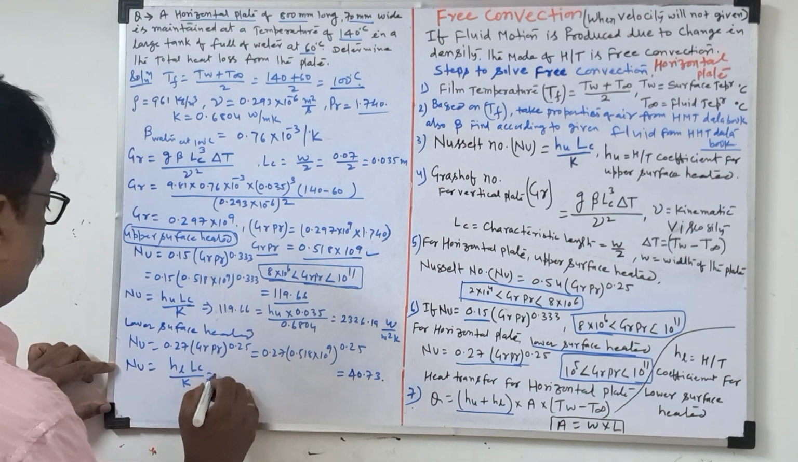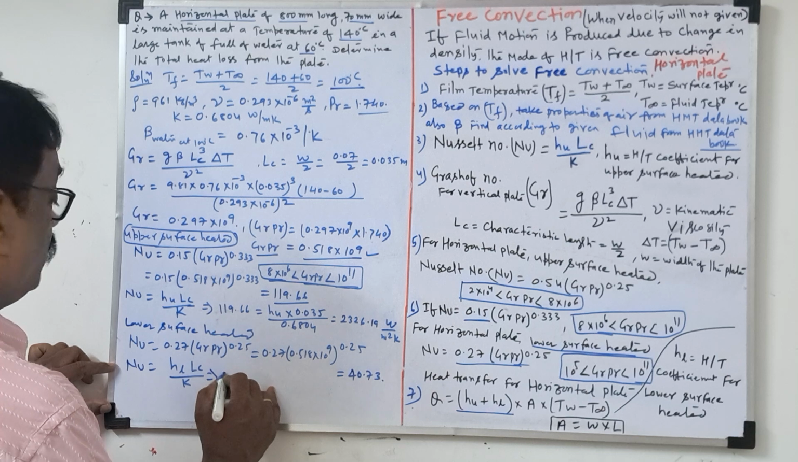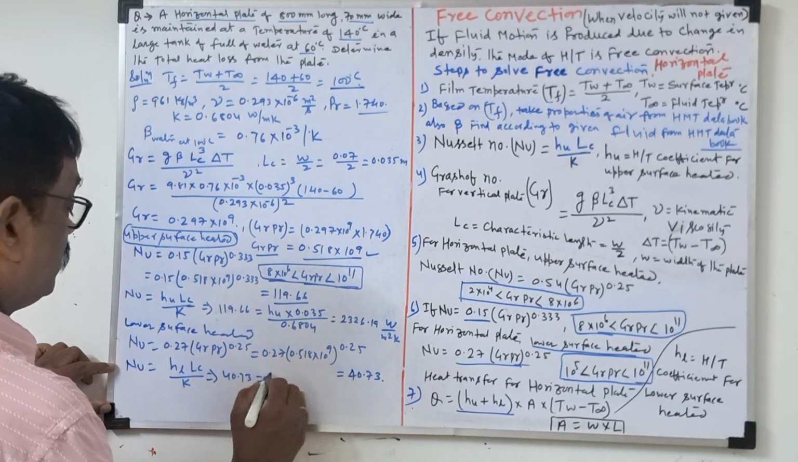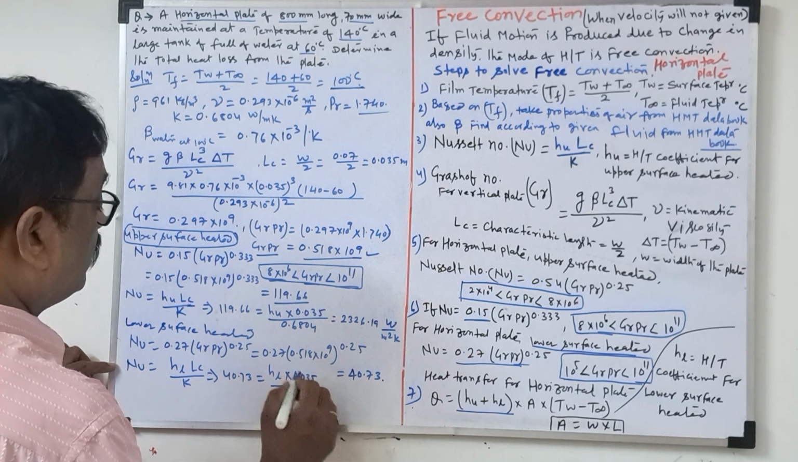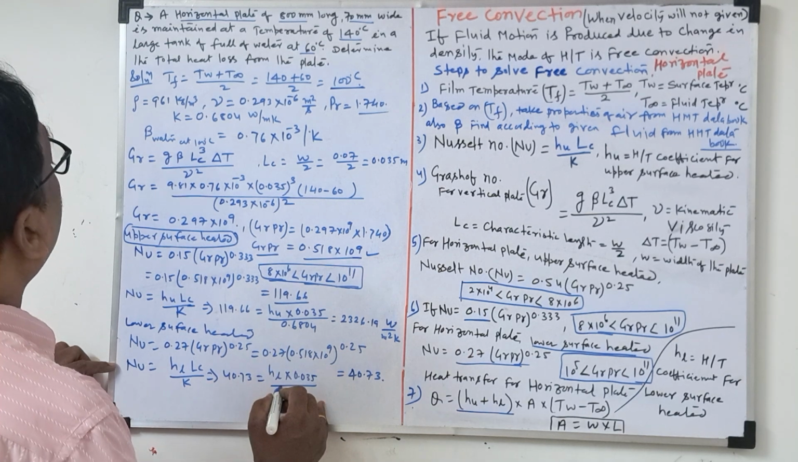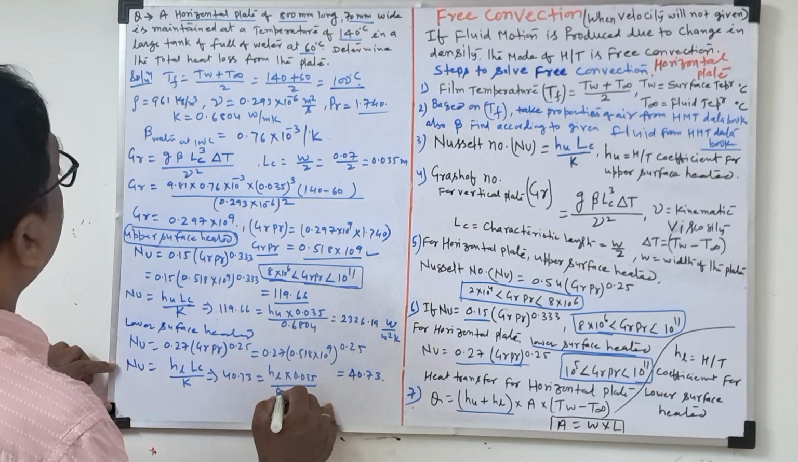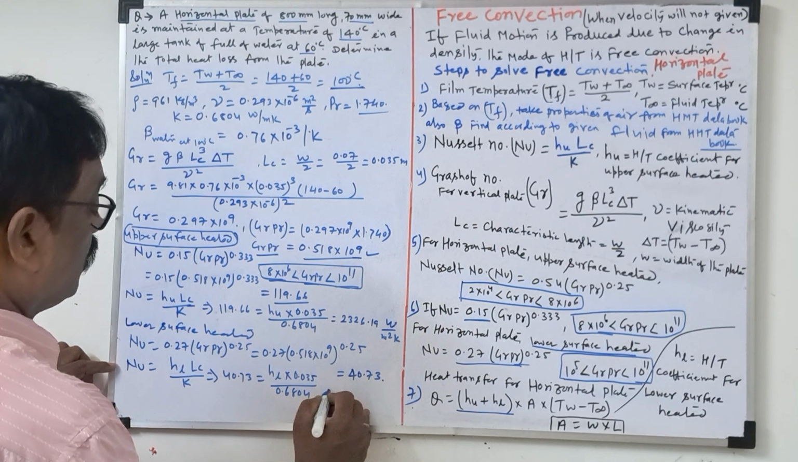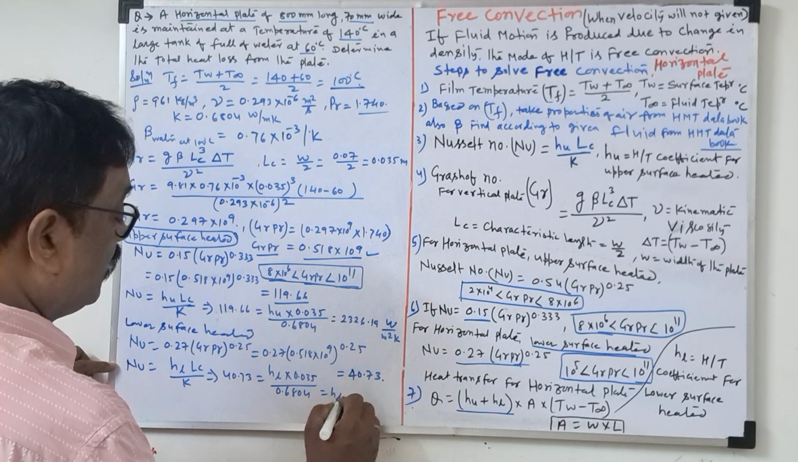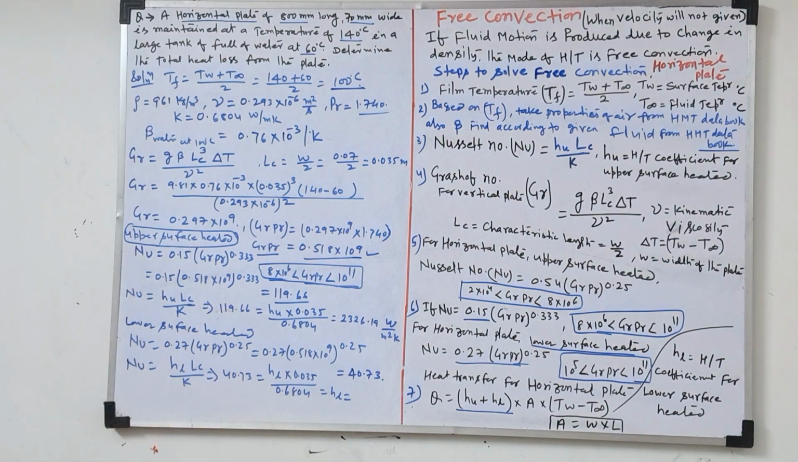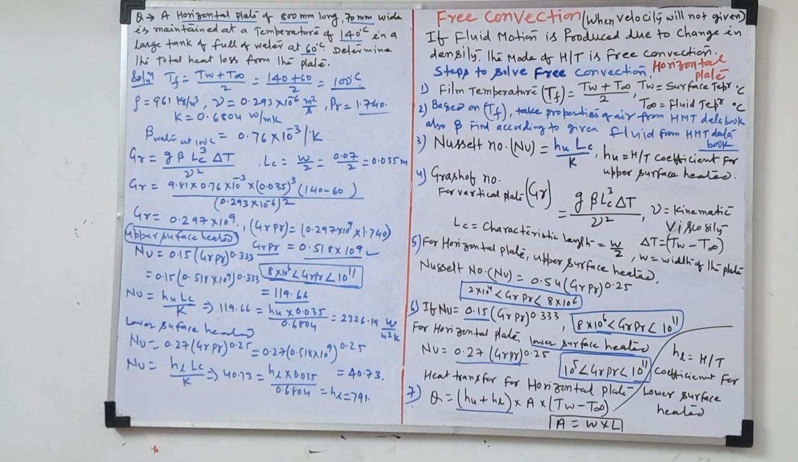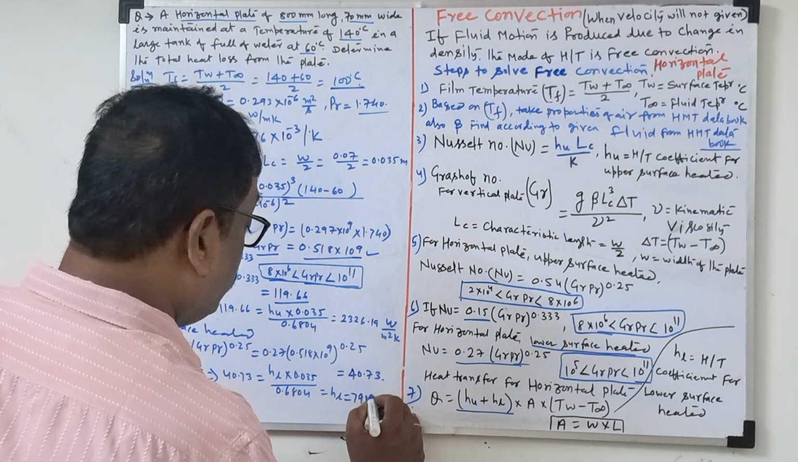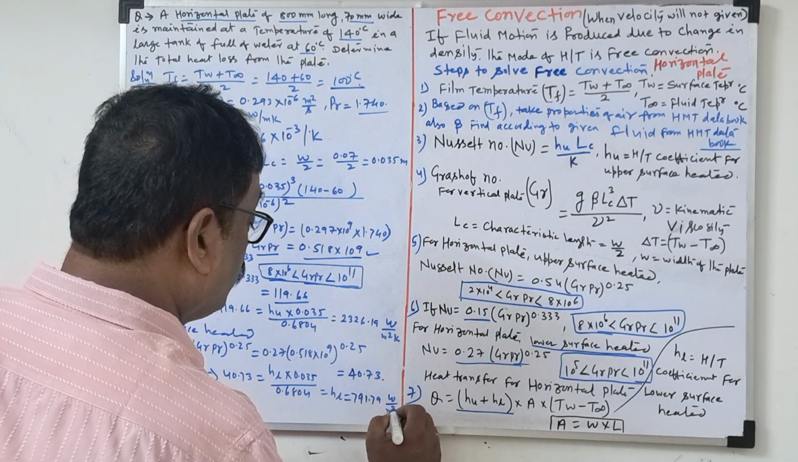So HL we will get from here. Nu, nothing but 40.73, is equal to HL LC, same 0.035, by thermal conductivity K value 0.6804. So here we will get HL, which is 791.7 watt per meter square Kelvin.